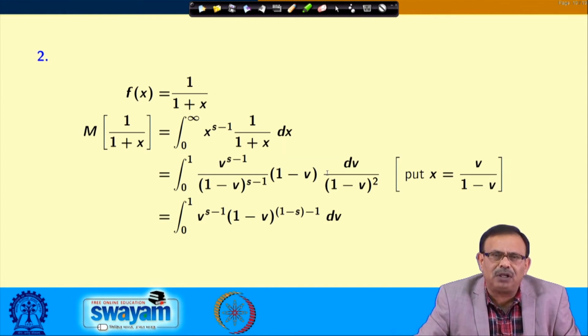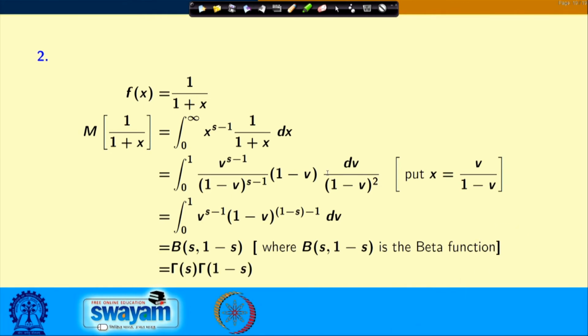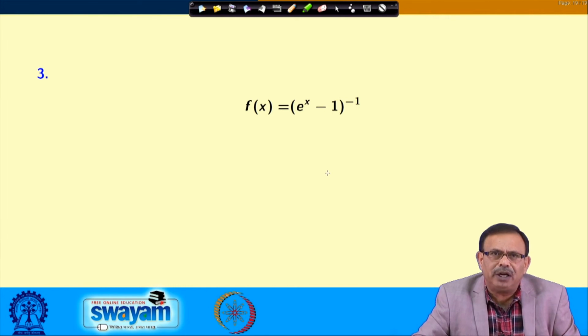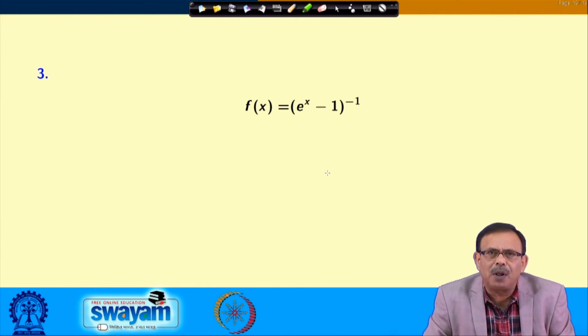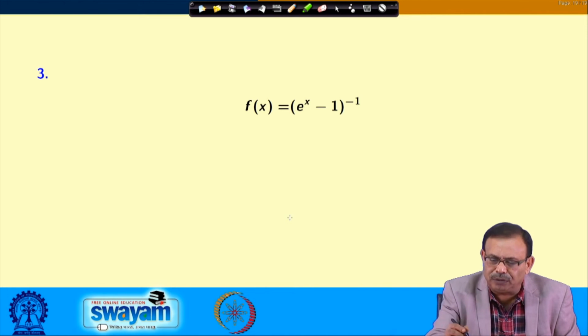And this function is nothing but the beta function, which is beta s, 1 minus s, and this equals gamma s into gamma 1 minus s. So, the Mellin transform of 1 by 1 plus x equals gamma s into gamma 1 minus s. Next, see the function f x equals e power x minus 1 whole to the power minus 1, or 1 by e power x minus 1.